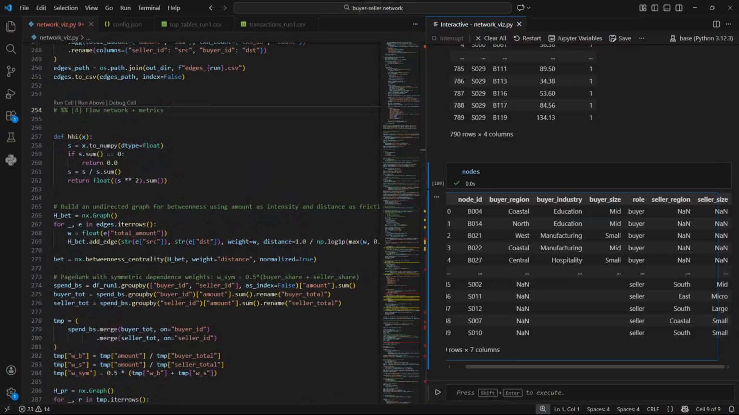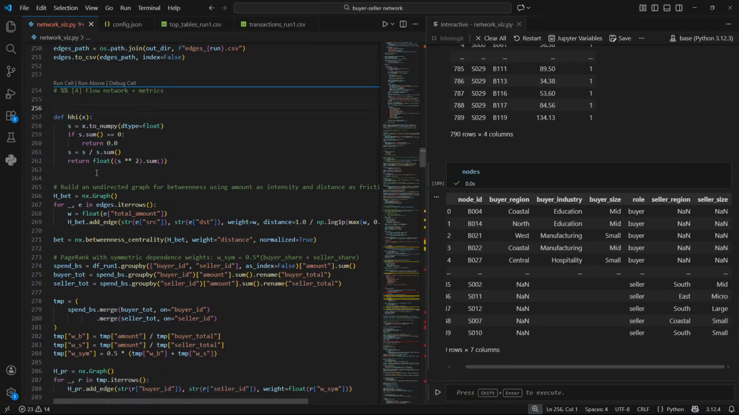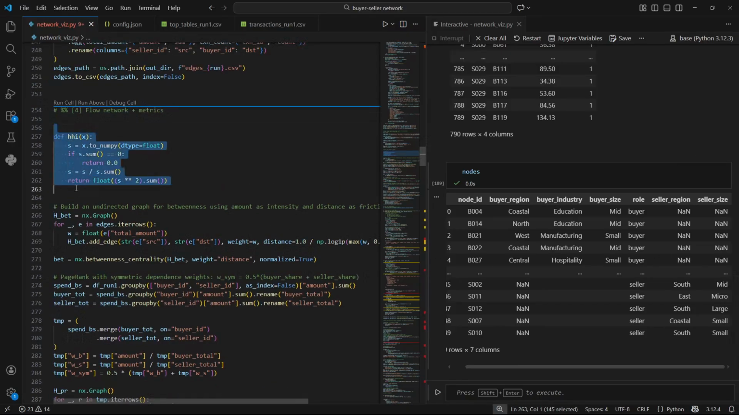Let's go to flow metrics. How do we now calculate the metrics and visualize the network itself, right? So here we calculate three families of metrics: brokerage, embeddedness, which is PageRank, and concentration risk, right? So this is HHI, which is usually defined for market concentration: the sum of the shares, where each share S is the share of purchase that I have as a buyer, distributed among different sellers.